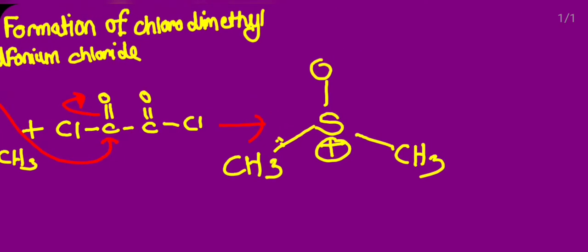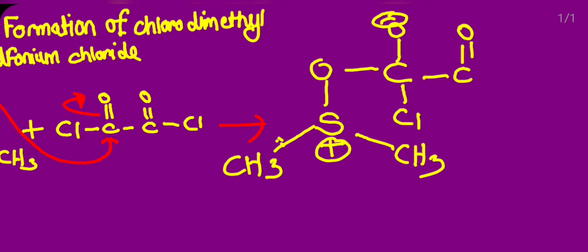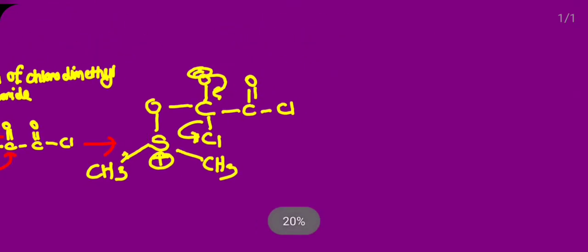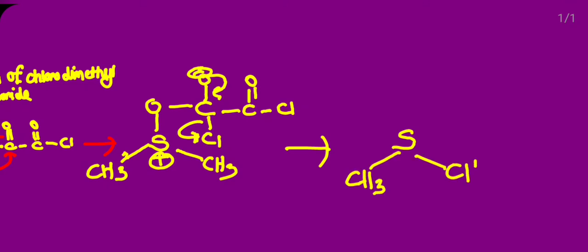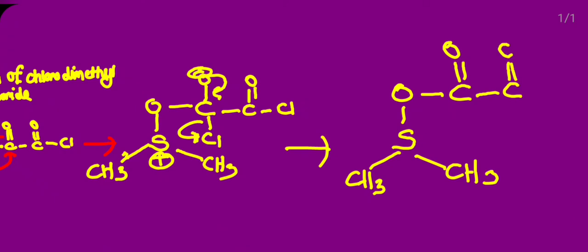Then what will be the next step? That C, then these electrons shift over here, so O negative, then Cl, then this group will remain as it is. Now in the next step, this will neutralize itself and this Cl will be free. Now how does the reaction look like? This sulfur will remain as it is, then here there will be the dimethyl group, then this oxygen, C double bond O, C double bond O, Cl.